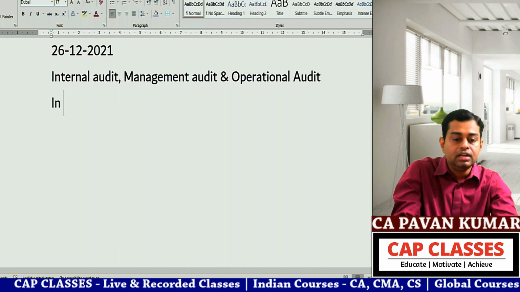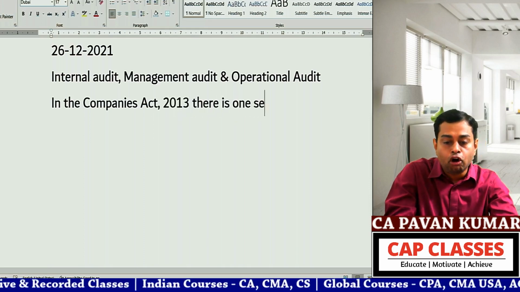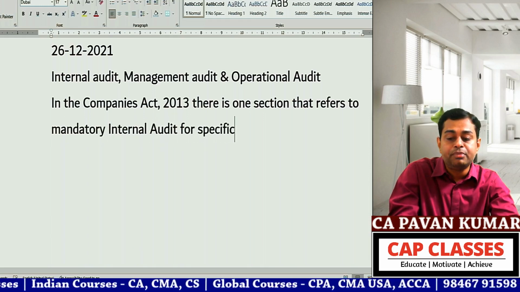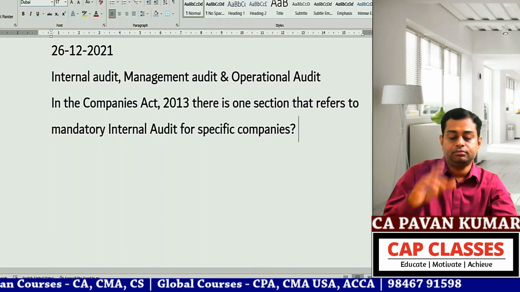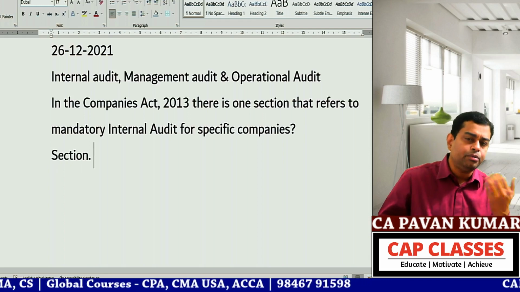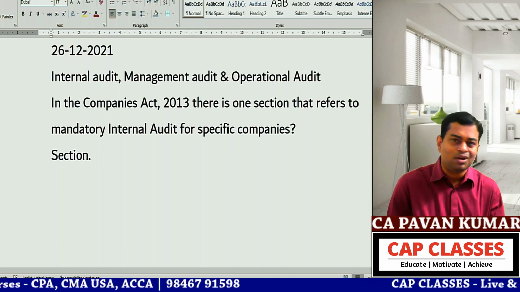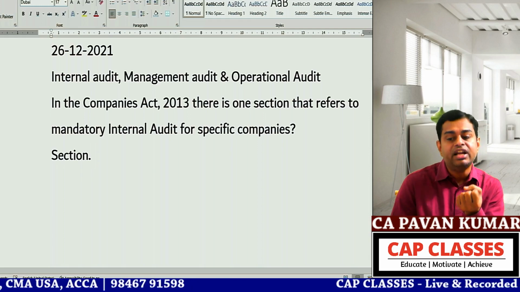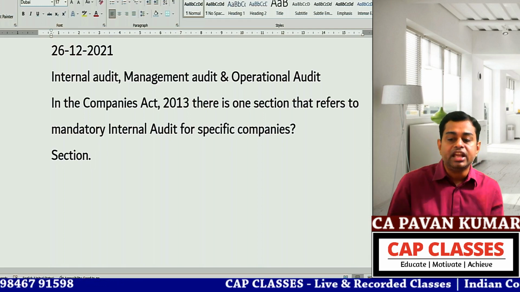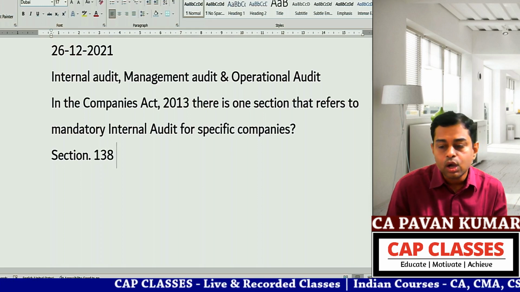So naturally we'll start with internal audit only. Now, a general knowledge question. In the Companies Act 2013, there is one section that refers to mandatory internal audit for specific companies, correct? Which section? You might have studied company audit in your CA Intermediate. In that, internal audit is there. Before the Companies Act 2013, internal audit was purely voluntary. Now also it is voluntary for many companies. But for some specified companies, where one section is applicable, internal audit is mandatory. You tell me which section that is. Correct, it is Section 138 of the Companies Act.